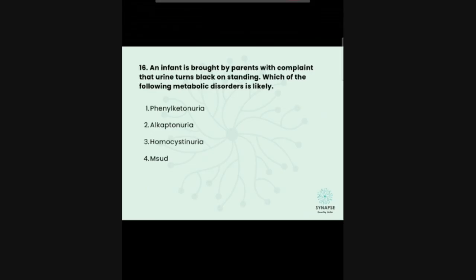Phenylketonuria is because of deficiency of phenylalanine hydroxylase. Alkaptonuria, homogentisate oxidase. Homocystinuria, cystathionine beta synthase. Maple syrup urine disease, it is because of branched chain dehydrogenase enzyme deficiency.